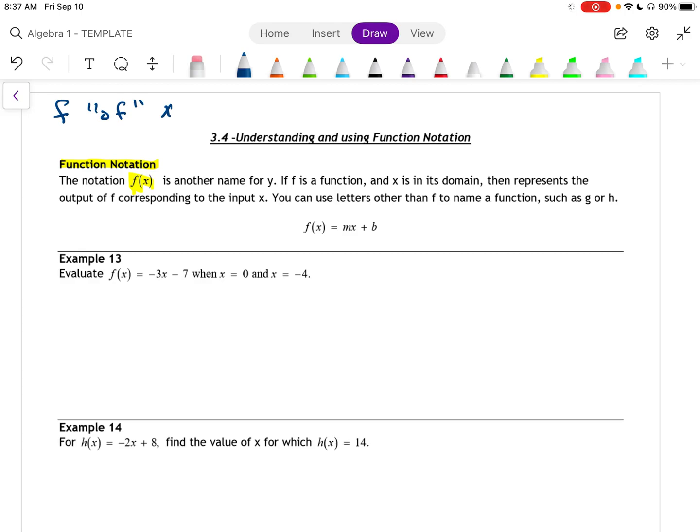If f is a function and x is its domain, then f of x represents the output of f corresponding to the input x. You can use letters other than f to name a function, such as g or h. So what this is saying is that f is the label of the function. It is function f. And then x is the variable that function f is using, right? So you could have something like g of k, where g is the name of the function and k is the variable that that function is using.